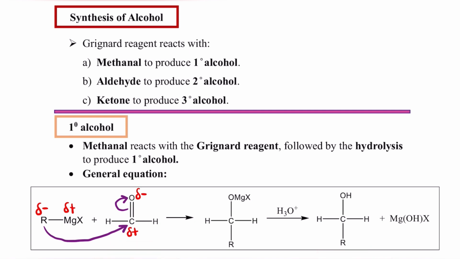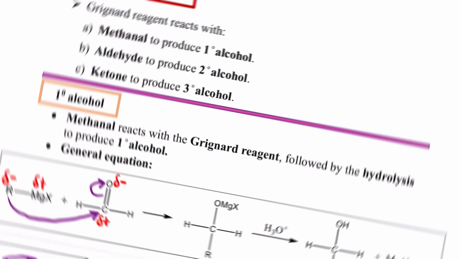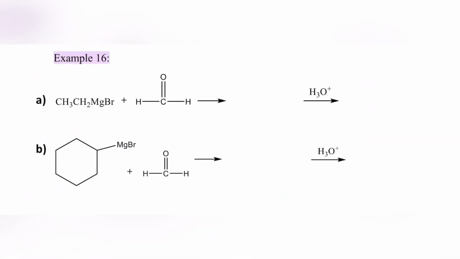Kenal pasti siapa electropositif, siapa electronegative. So I'm going to show you a few examples based on step by step and straight away to get the final product. So let's go with example 16A. So apa yang kita dapat kat sini, partial positif adalah magnesium sebab dia metal. So this carbon partial negative. Here carbonyl partial positive, oxygen partial negative. So this carbon akan attack carbonyl carbon, then this one akan break. So awak akan dapat intermediate product.